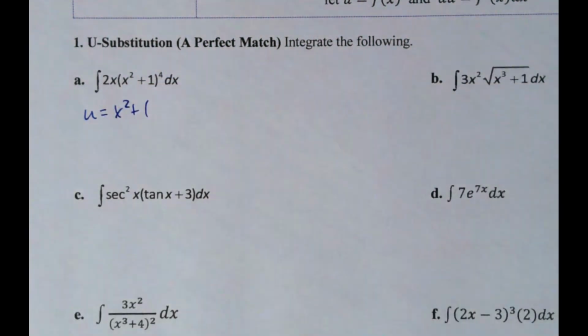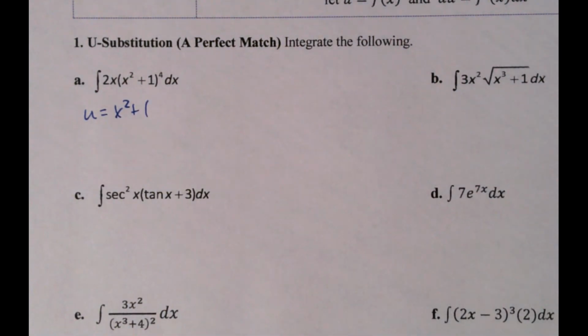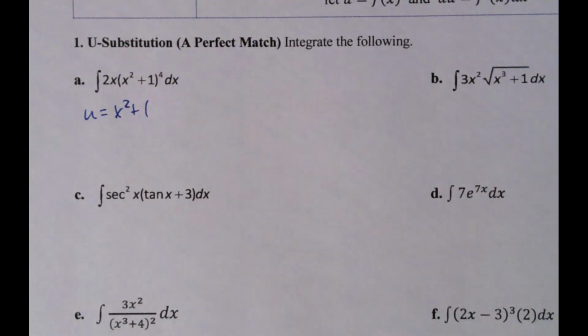Now here's the thing. If you're confused about which one should be u and you have plenty of time, just do it randomly. So, okay, I'll just let u equal what it looks like to be, x squared plus 1. If that doesn't work, try the other one. Let u equal 2x. If that doesn't work, let u equal (x squared plus 1) to the 4th power. You can let u equal anything and then see what happens.